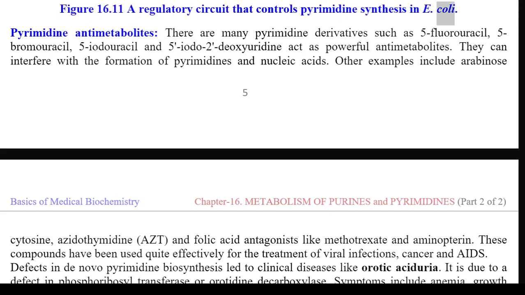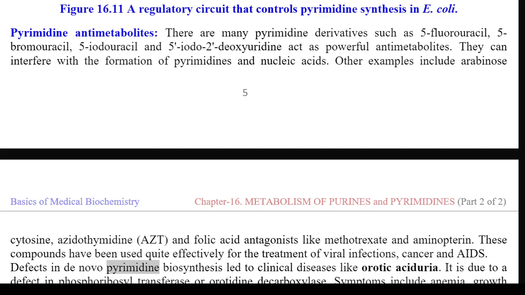Pyrimidine antimetabolites. There are many pyrimidine derivatives such as 5-fluorouracil, 5-bromouracil, 5-iodouracil, and 5-iodo-2-deoxyuridine that act as powerful antimetabolites. They can interfere with the formation of pyrimidines and nucleic acids. Other examples include arabinose cytosine, azidothymidine, AZT, and folic acid antagonists like methotrexate and aminopterin. These compounds have been used quite effectively for the treatment of viral infections, cancer, and AIDS.